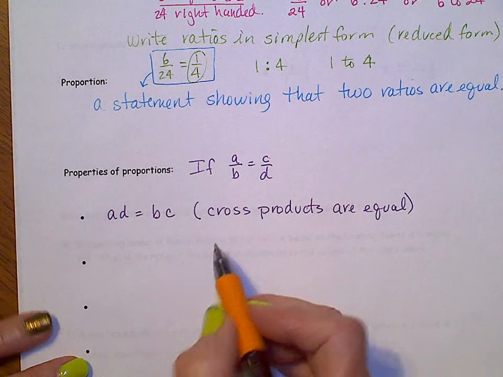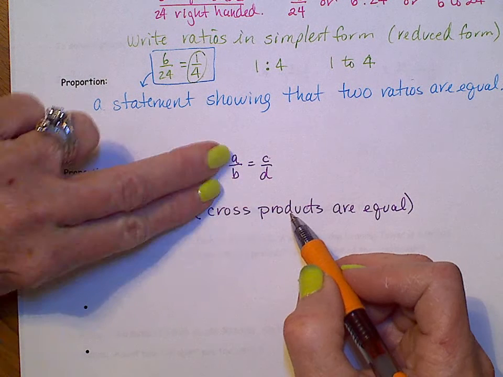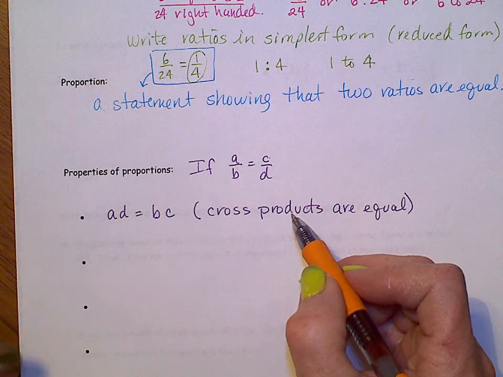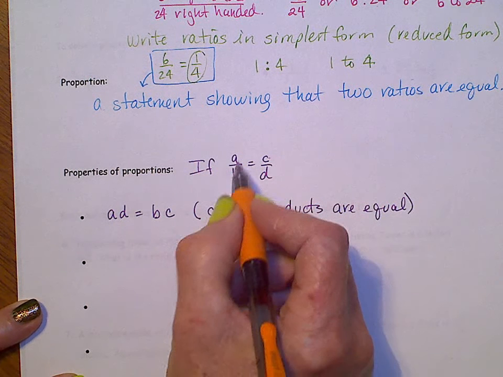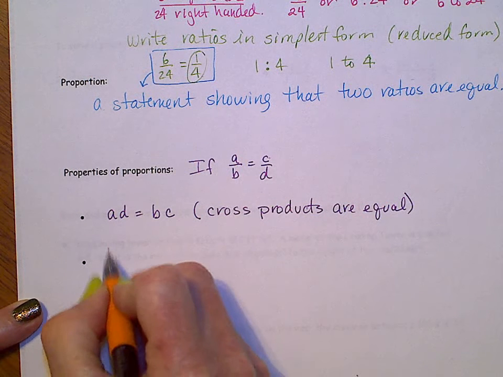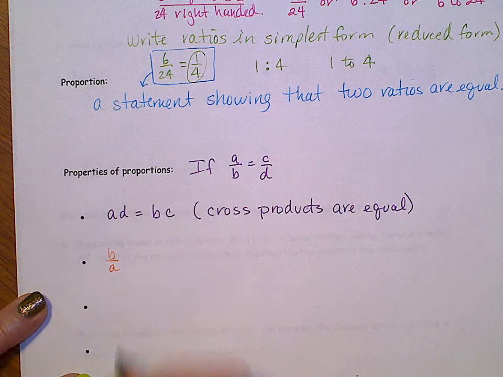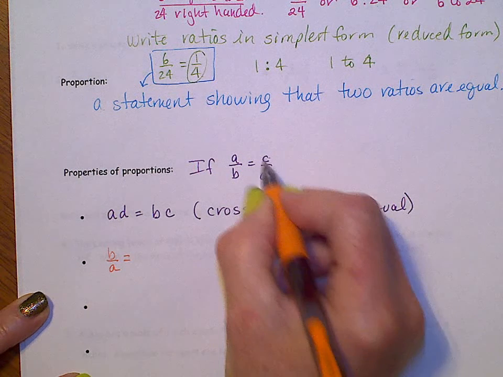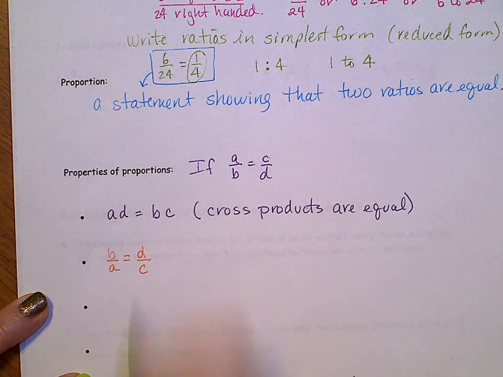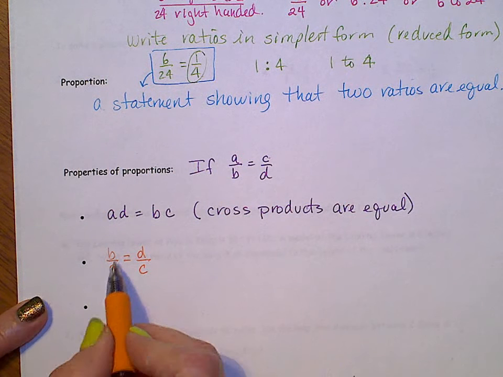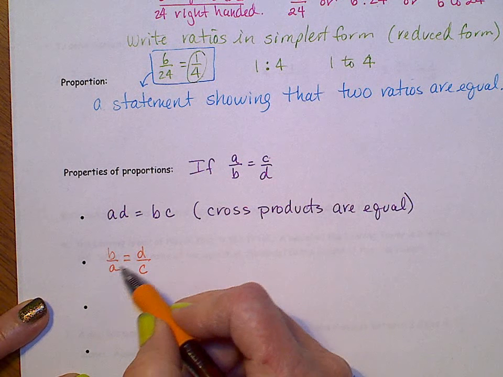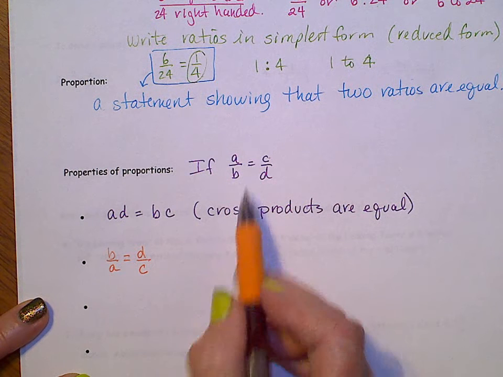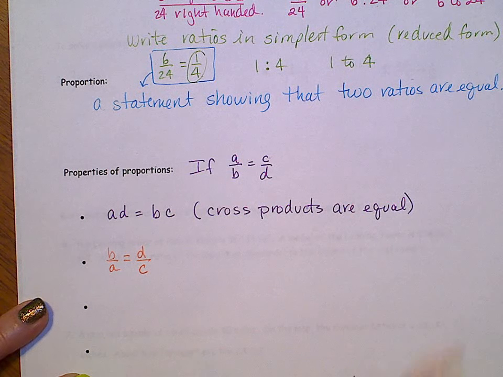Another property is if we just take the reciprocal of each side of this proportion here. So if we flip over the left side, that becomes B over A. And if we flip over the right side, that becomes D over C. Notice when we cross multiply here, B times C equals A times D. We have exactly the same cross products.